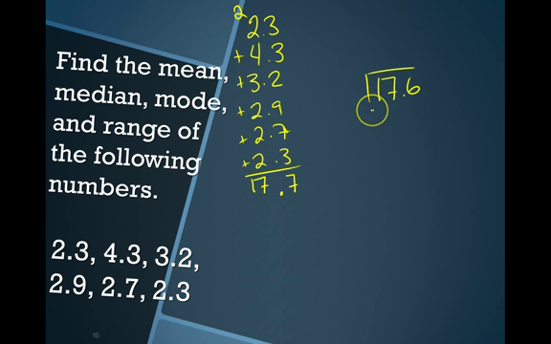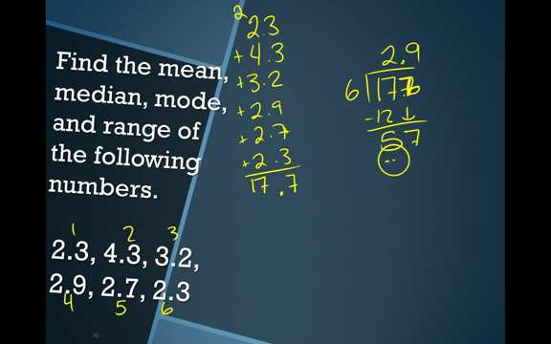Now what I do is I divide it by the number of data values that we have. So we have 1, 2, 3, 4, 5, 6. So I'm going to divide it by 6 because that's how many numbers we have. So 17.7 divided by 6, that can go in twice. Raise that decimal point. That gives us 12, 5, 57. That can go in 9 times. That's 54. 3, drop the 0, and that can go in 5 times. So the mean that we have is 2.95.